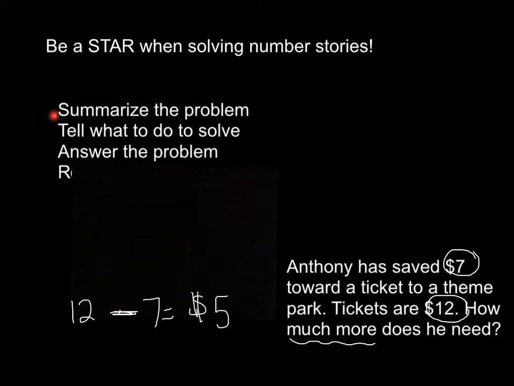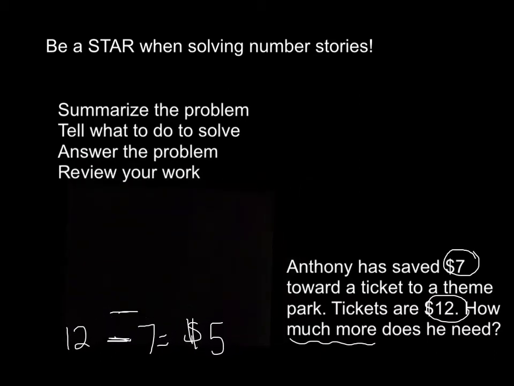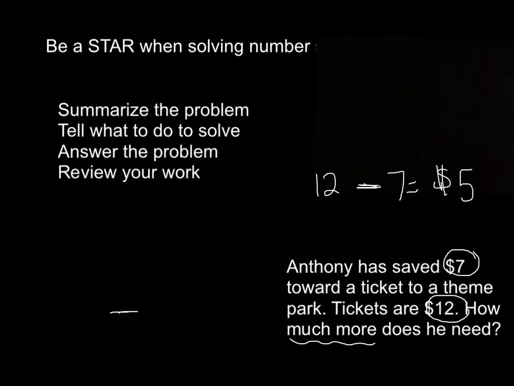Now let's look back. We have summarized. We told what to do to solve. We answered the problem. And finally, we just need to review our work. Okay, well let's review. Let's see if this makes sense. He saved $7. Tickets are $12. How much more does he need? Well, 12 minus 7 equals 5.